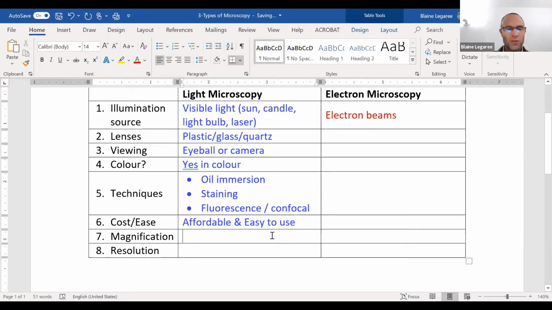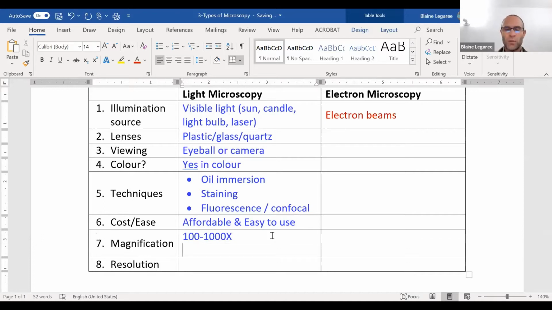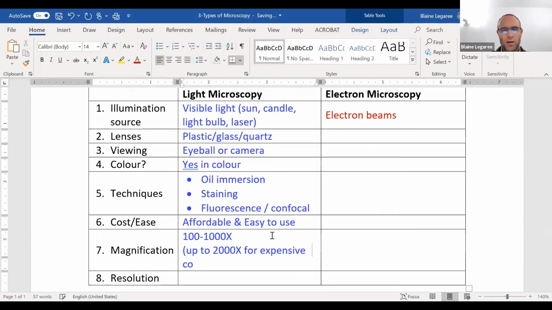Okay, magnification, again, depends on the exact microscope you have. But usually we're looking at about 100 to 1,000 times for a light microscope. And maybe up to 2,000 to 3,000 times for some advanced confocal microscopes. So I'll say up to 2,000 times for expensive confocal, we'll call it confocal digital enhancement.